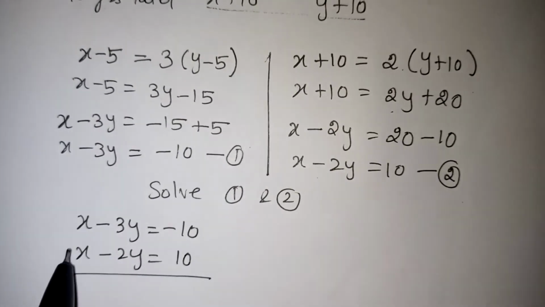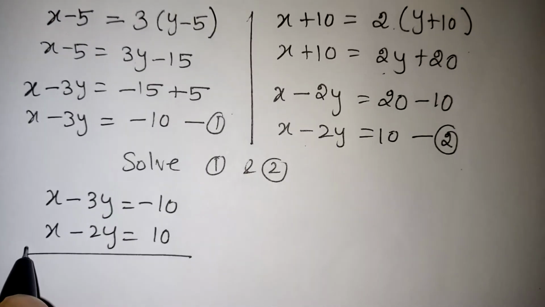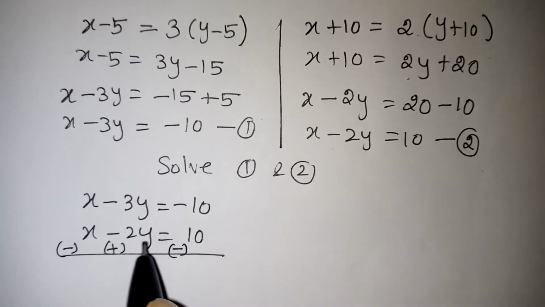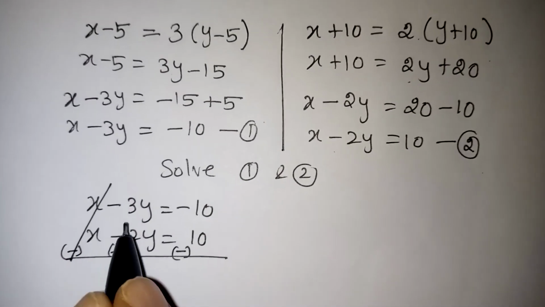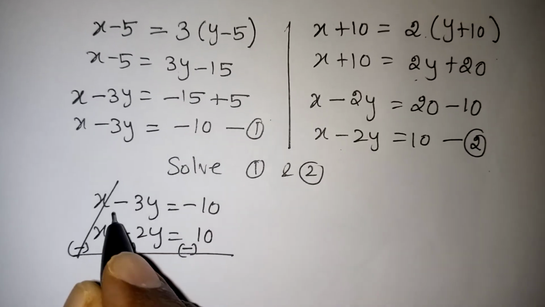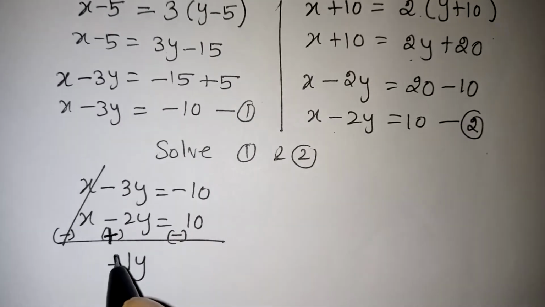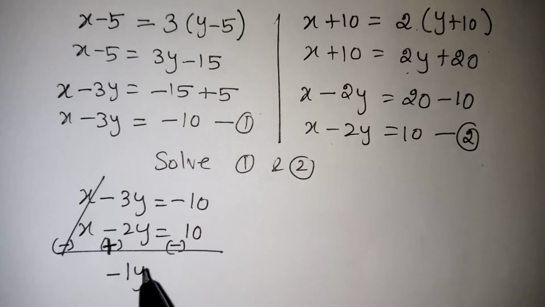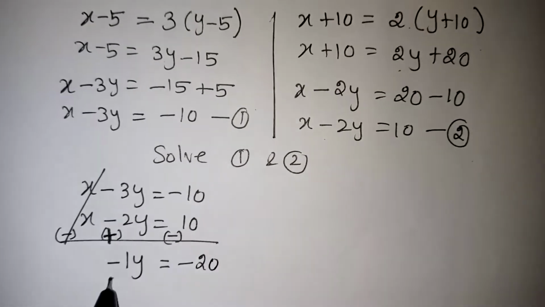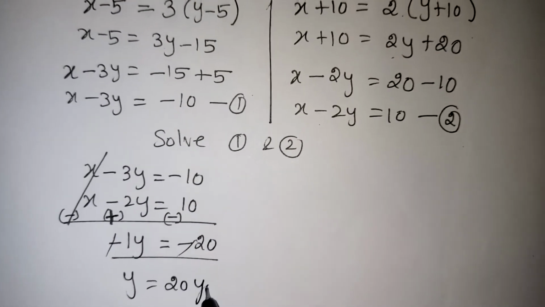Here both are plus X, so it cannot be cancelled. We have to change the signs of the second equation. So this will become minus, this will become plus, and this will become minus. Plus X and minus X get cancelled. Minus 3Y plus 2Y will give minus 1Y. The sign which is changed, according to that we do the operation. Minus 3 plus 2 gives minus 1Y, equal to minus 10 minus 10 which gives minus 20. Minus and minus get cancelled, so Y is equal to 20 years.